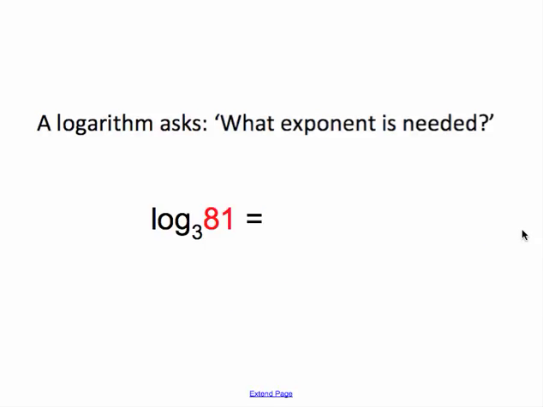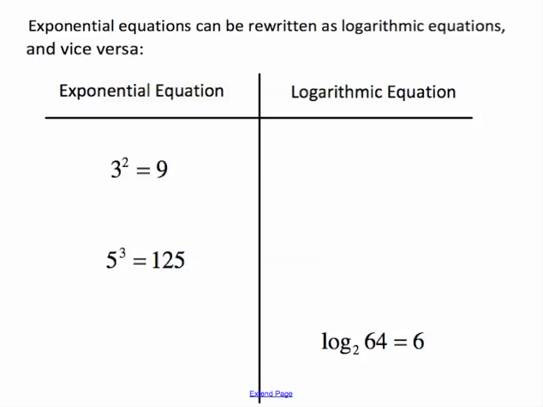So a logarithm is really asking what exponent is needed. Again, log base 3 of 81 is asking us what exponent is needed on 3 in order to get to 81. And we know that 3 to the power of 4 is equal to 81, so this is the exponent that we're missing. So log base 3 of 81 is equal to 4. This whole thing evaluates to a single number.